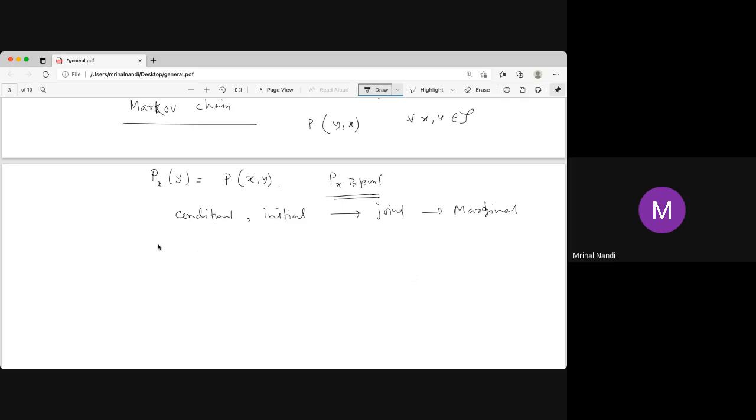And we discuss a special case, the Markov chain with two states, and we find all these joint and marginal distributions, and then the limiting distribution.